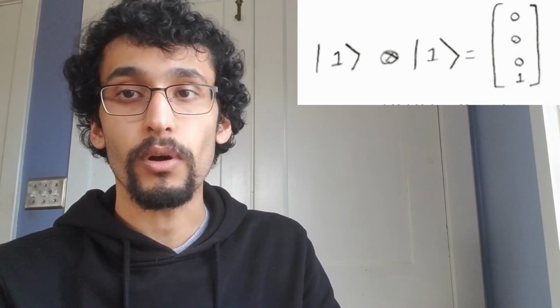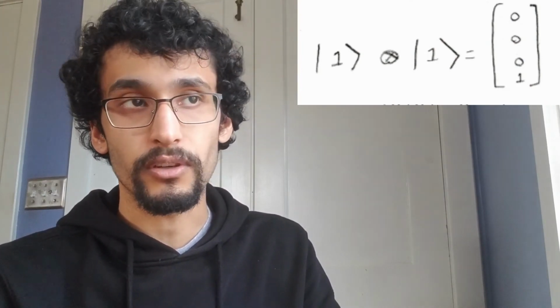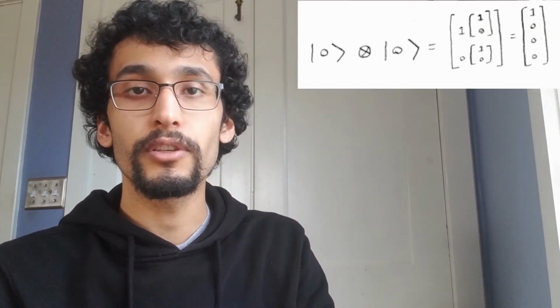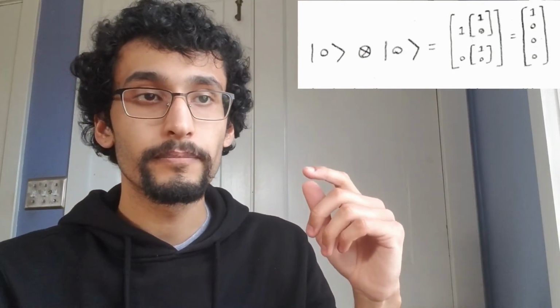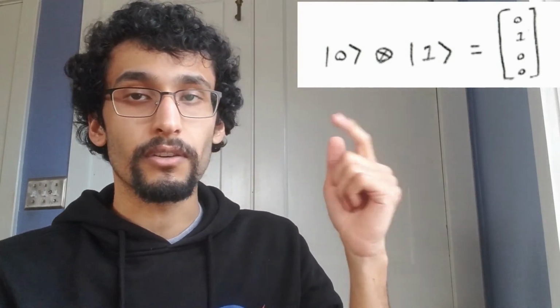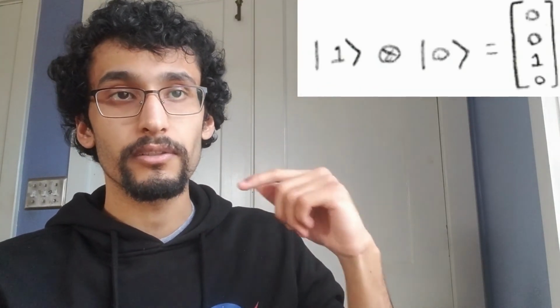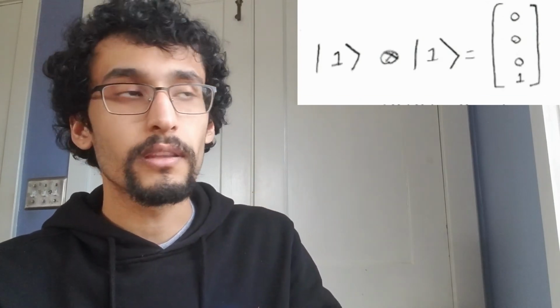Now, if you had 2 1s, that's 0 1 0 1. So you have 0 0 0 1. Basically, it's kind of like counting on your fingers, where 2 zeros is like 1 0 0 0, and then you have 0 1 0 0, and then 0 0 1 0, and then 0 0 0 1. That's how you can represent a system of 2 qubits.